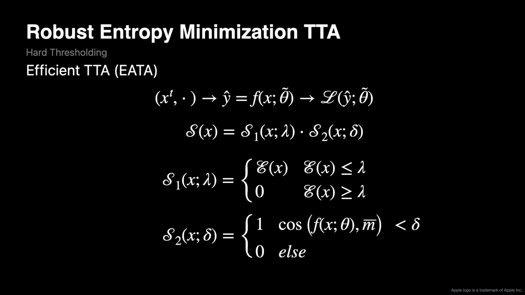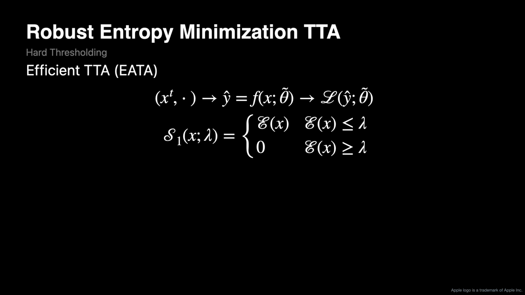This led to prior work named EATA using a piecewise objective that updates only if the entropy is below some threshold. In their work, they proposed two weights, S1, which controls updates to be below a certain pre-specified loss threshold, lambda, and S2, which only updates on samples which make similar predictions. Note that both weights have no gradient update and can be treated as fixed weights, not directly part of the optimization procedure.